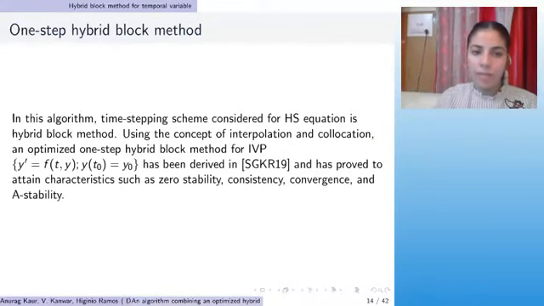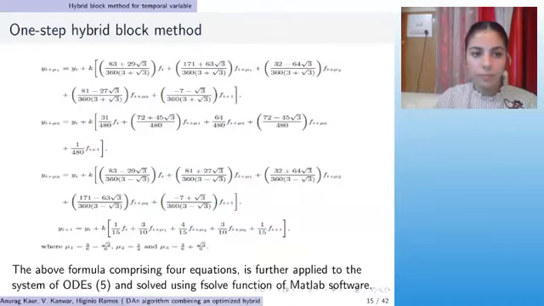In this algorithm, the time stepping scheme considered for HS equation is the hybrid block method. Using the concept of interpolation and collocation, an optimized one-step hybrid block method for IVP has been derived in the following reference and has been proved to attain characteristics such as zero stability, consistency, convergence, and A-stability. This is the required formula. After applying this to the system of ODEs, we have solved it by using the fsolve function in MATLAB software.